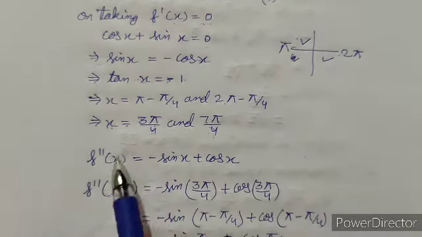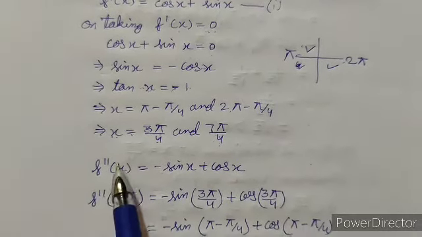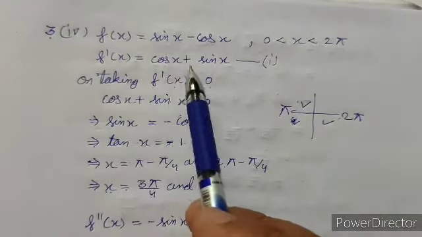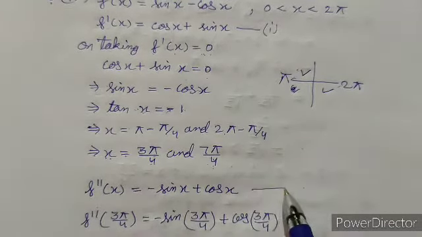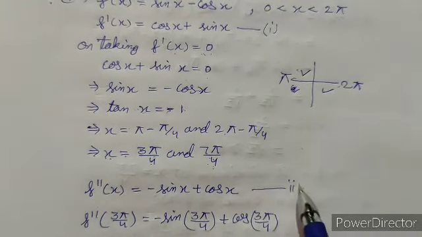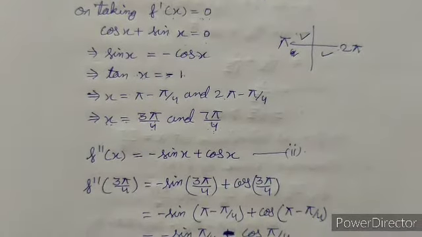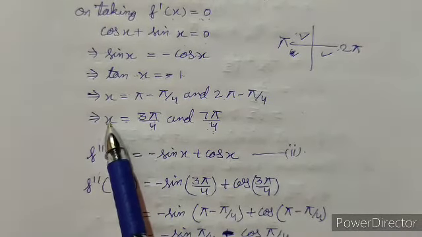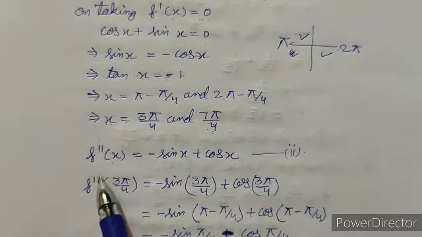Now our next step is that we will find the second order derivative of f(x), that is f''(x). Now f'(x) was cos x plus sin x, so f''(x) will be equal to minus sin x plus cos x. Now in the next step we will put the values of x in f''(x) to find the sign of f''(x).